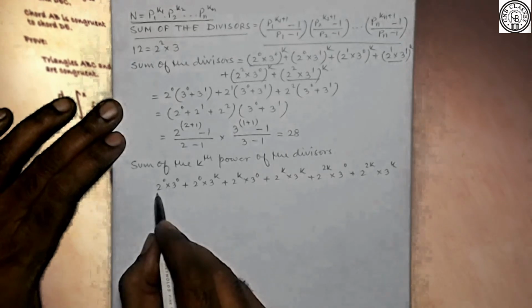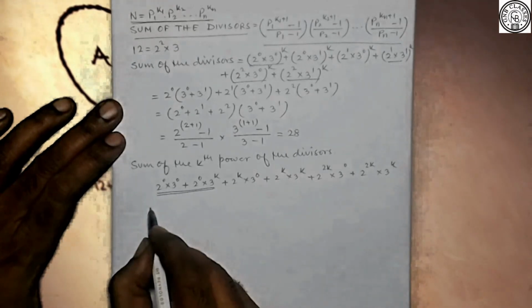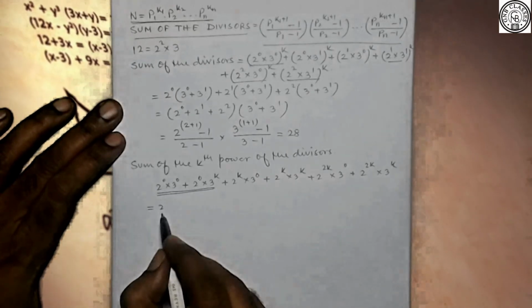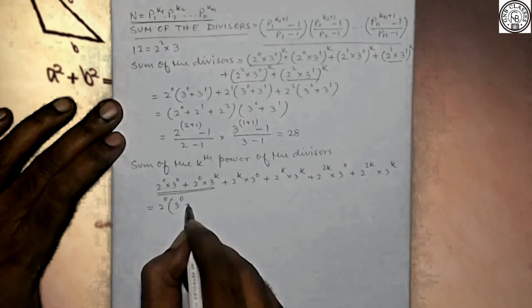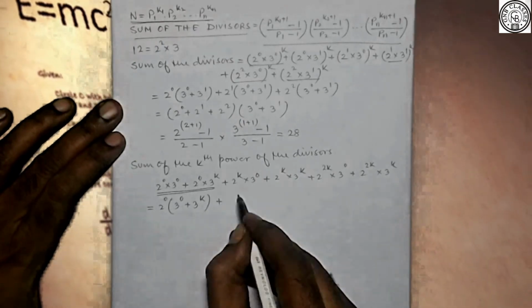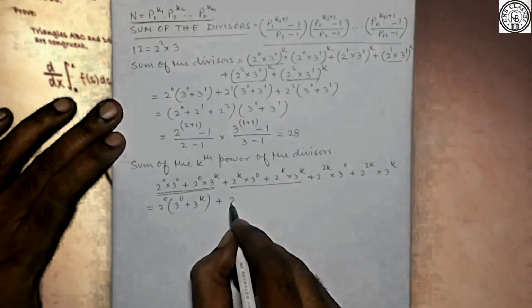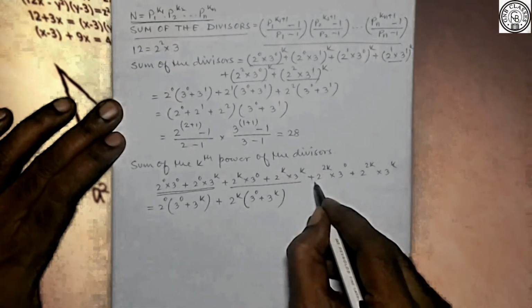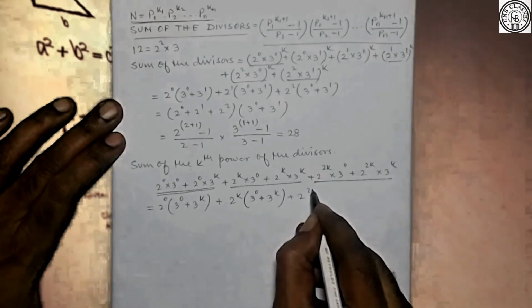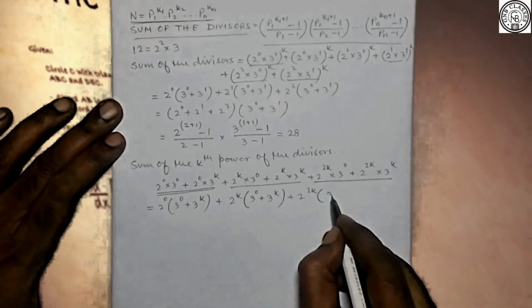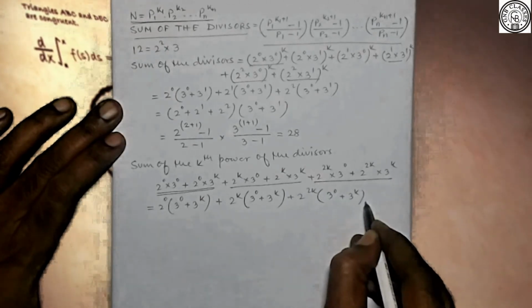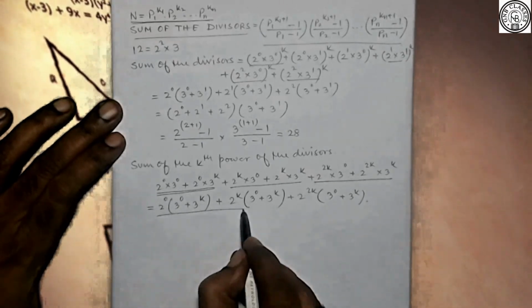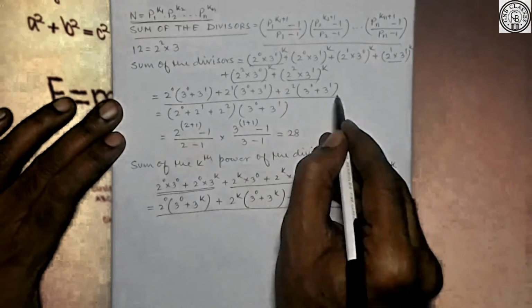Now, if I take 2 to the power 0 common from these two terms, we are left with 3 to the power 0 plus 3 to the power k. From here, if I take 2 to the power k common, it is 3 to the power 0 plus 3 to the power k. And from this, if I take 2 to the power 2k common, we are left with 3 to the power 0 plus 3 to the power k. Yes or no?